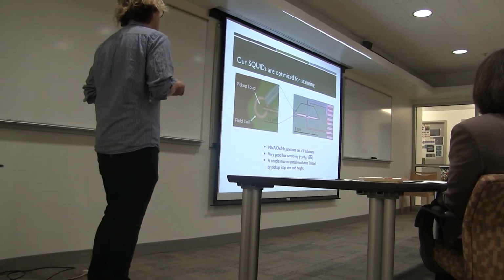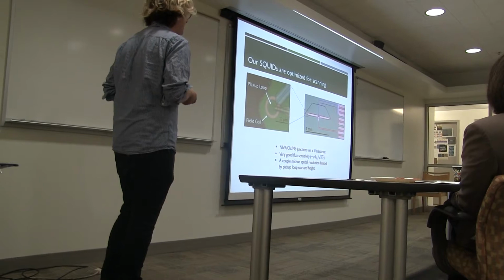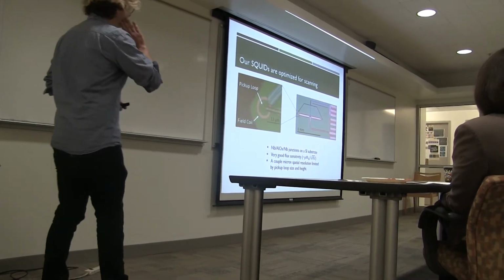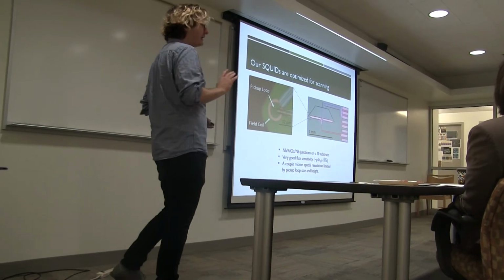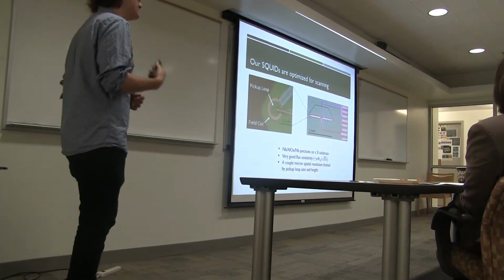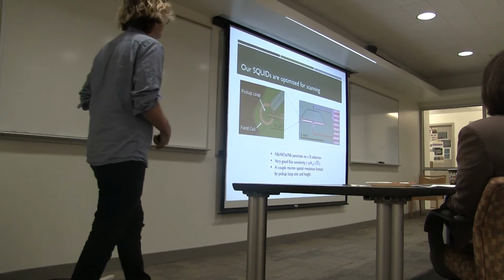Our SQUIDs have very good flux sensitivity, which is microphinot per square root hertz. So in terms of currents, that means that we have a noise floor of a couple nanoamps per square root hertz. So we're really able to detect small currents with minimal averaging.